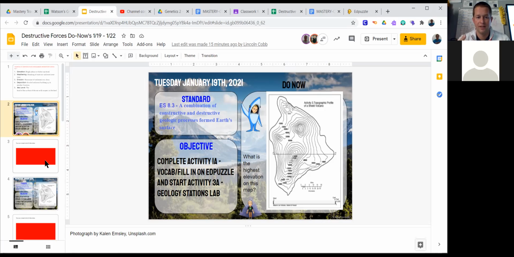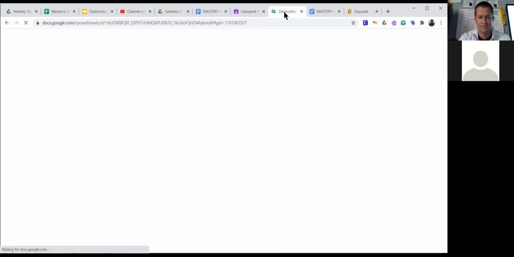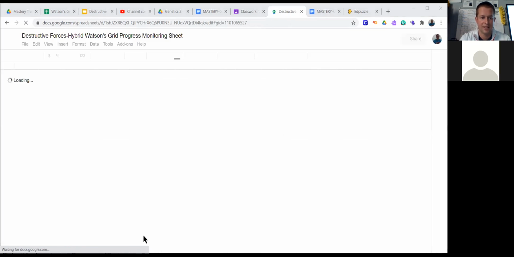Tomorrow you'll be doing the geology stations lab. And then Thursday you'll be doing the glaciers, rivers of ice activity. Make sure you're using the destructive forces tracker. You'll find your class on the bottom of it.